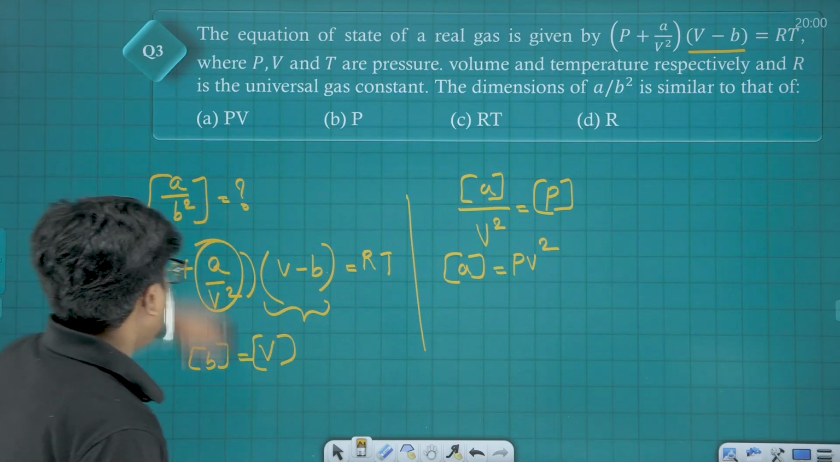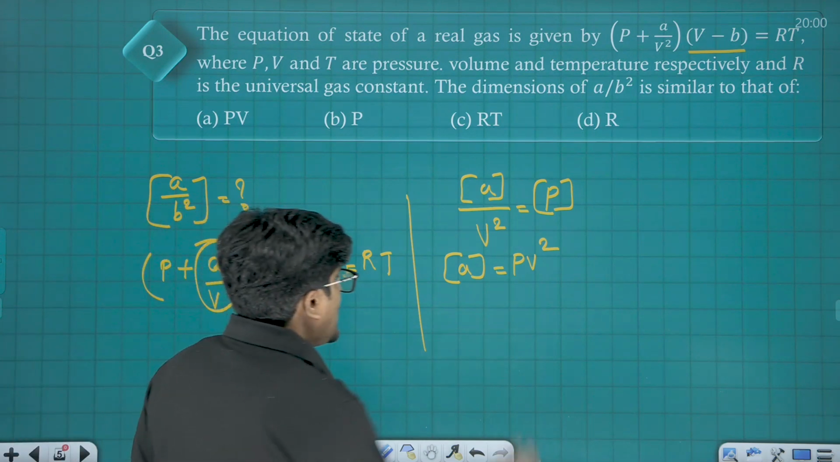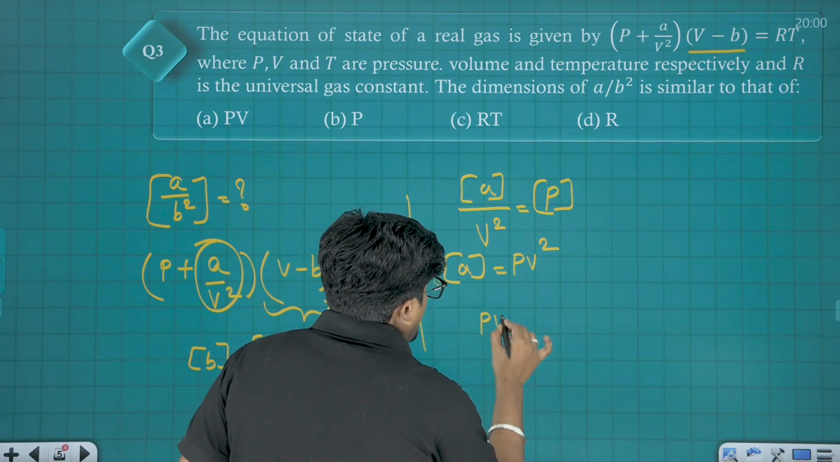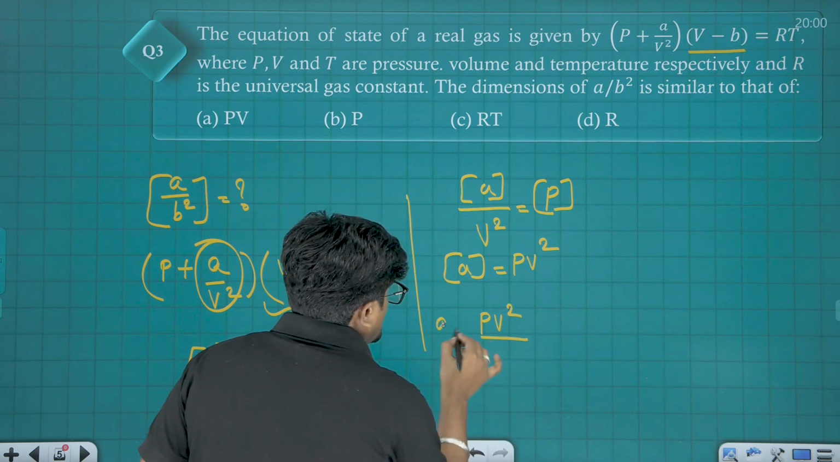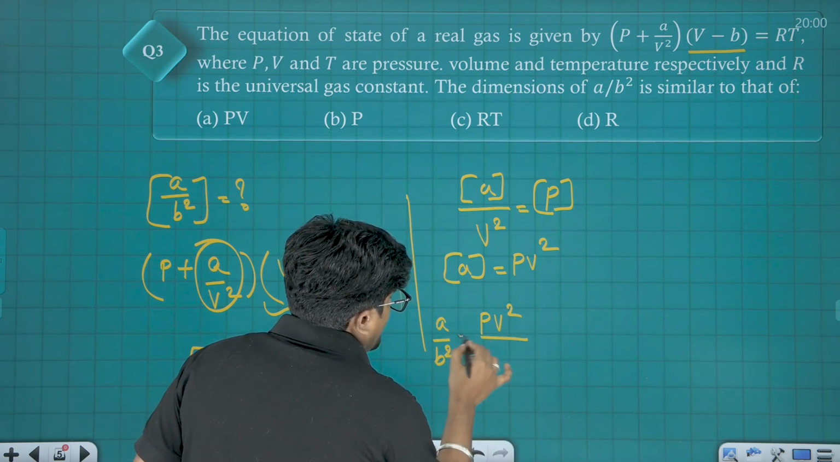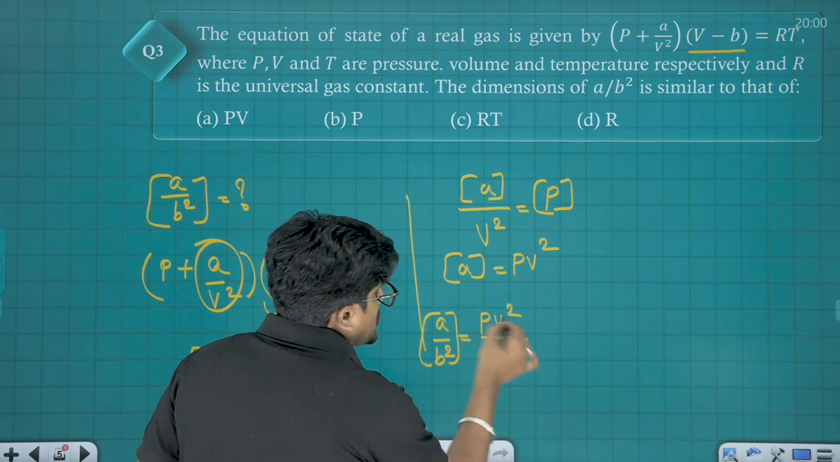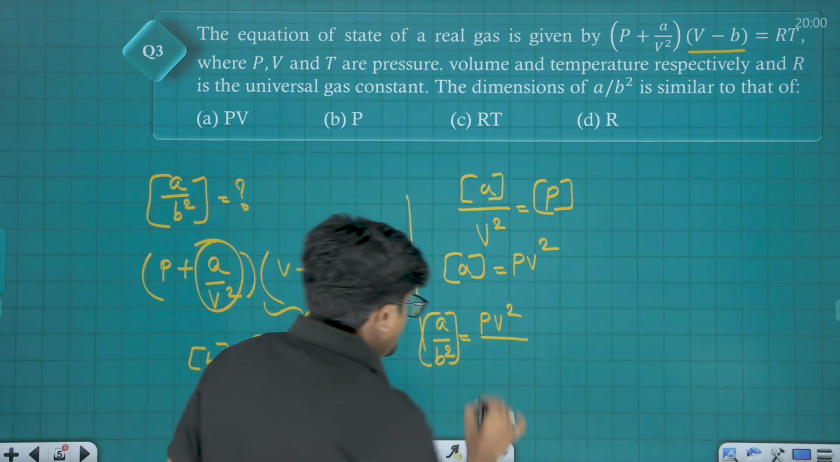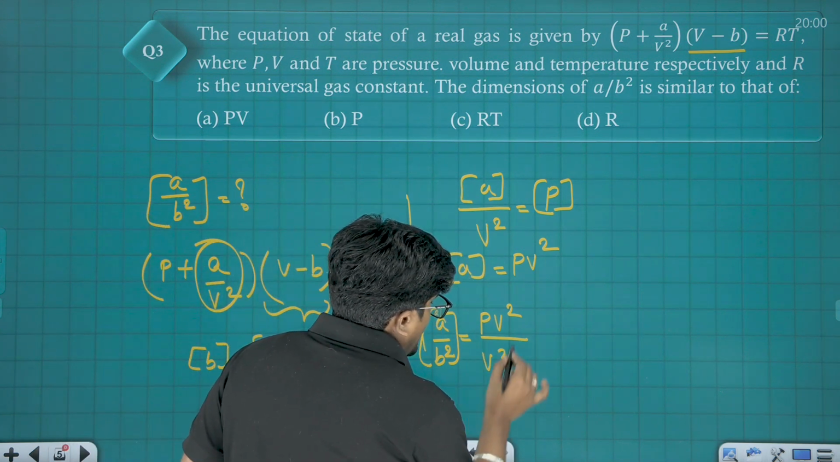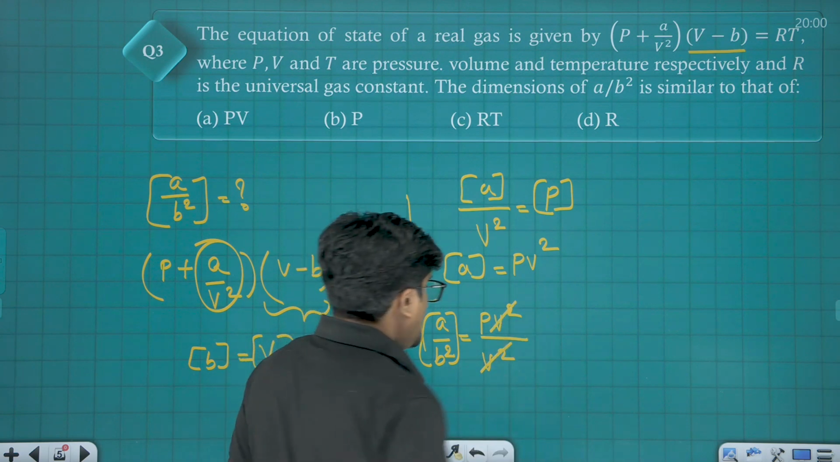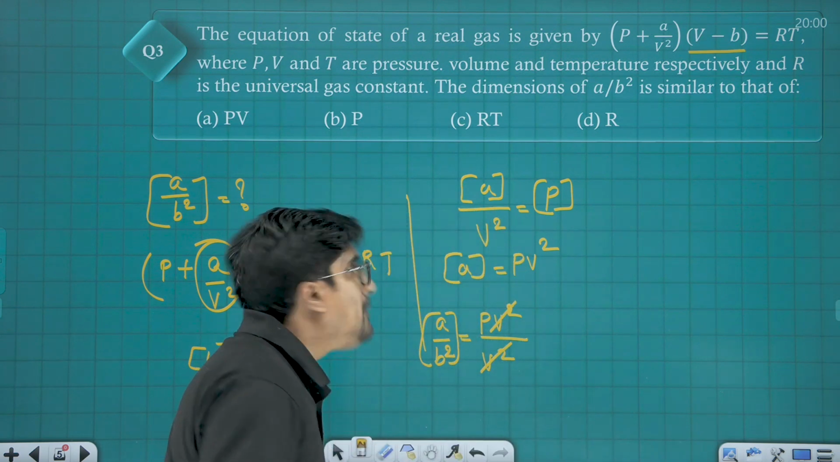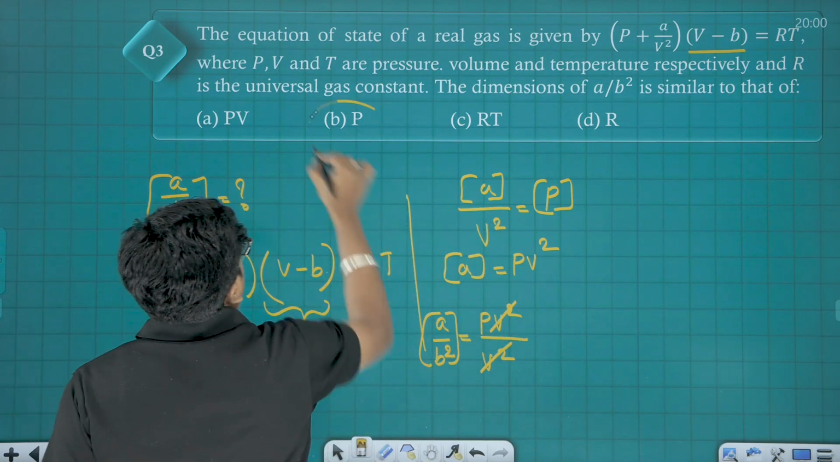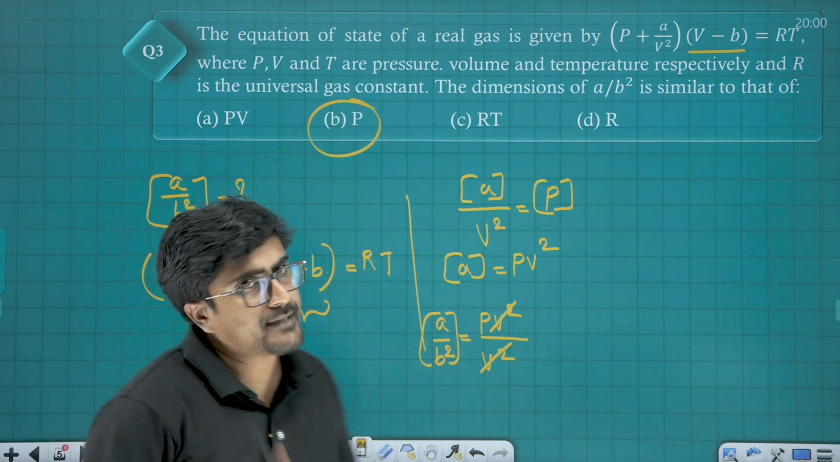All right, what we need is A by B square. So what is A? A is PV square. Dimension of what we need is A divided by B square, isn't it? So dimension of A is P into V square. And what is B square? B square is V square. All right, V square and V square will cancel each other. That means this is going to be same as that of P. That means option B must be the correct answer.